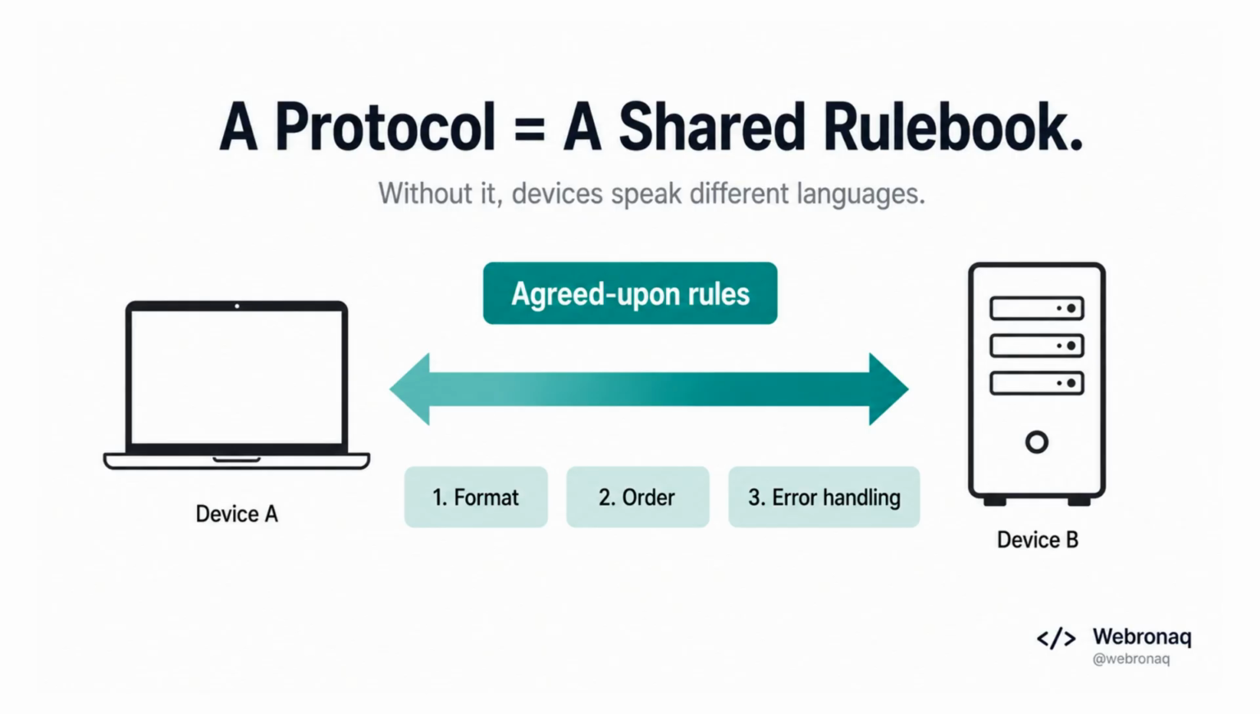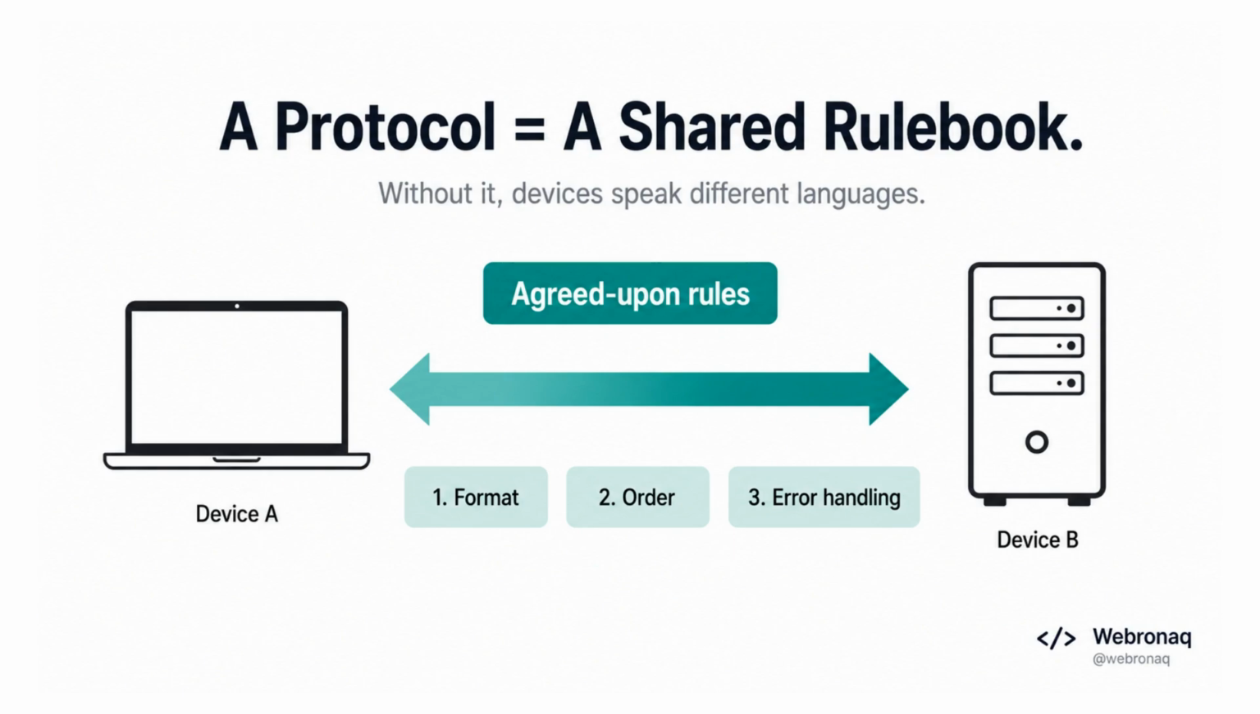Alright, so what exactly is a protocol? Think of it like a shared rulebook. Two devices that want to exchange data need to agree on three things before a single byte moves: the format of each message, the order in which messages are sent, and what to do when something goes wrong. A protocol is that agreement, written down and followed by every device that wants to join the conversation.